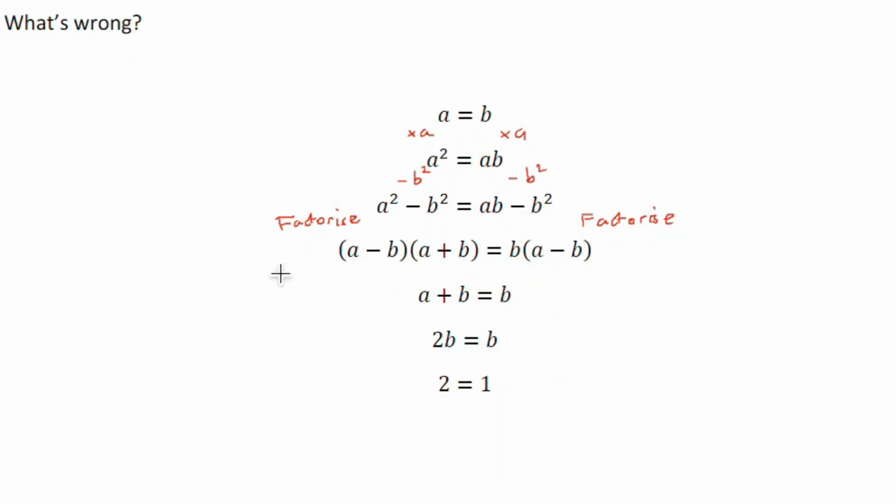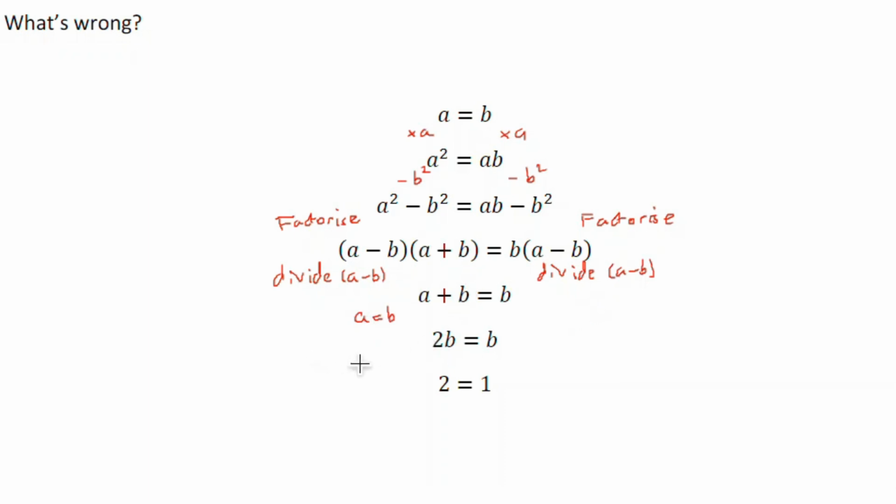Now we can divide through by a minus b on both sides, leaving us with a plus b on the left and b on the right. Now, because a is equal to b, which we said at the beginning, a plus b is equal to 2b.